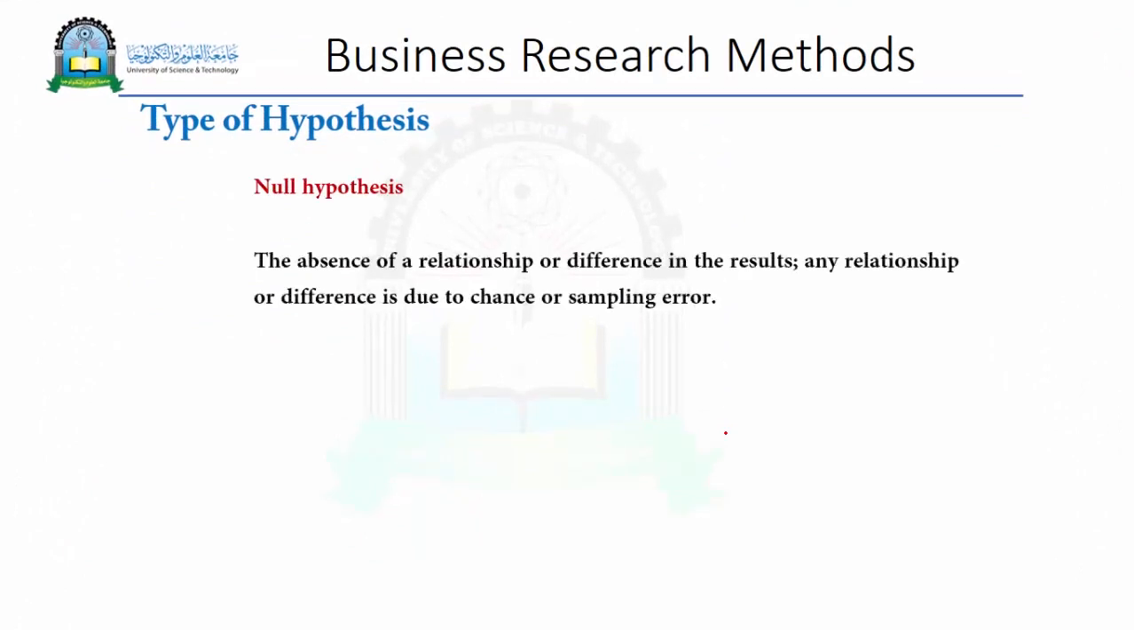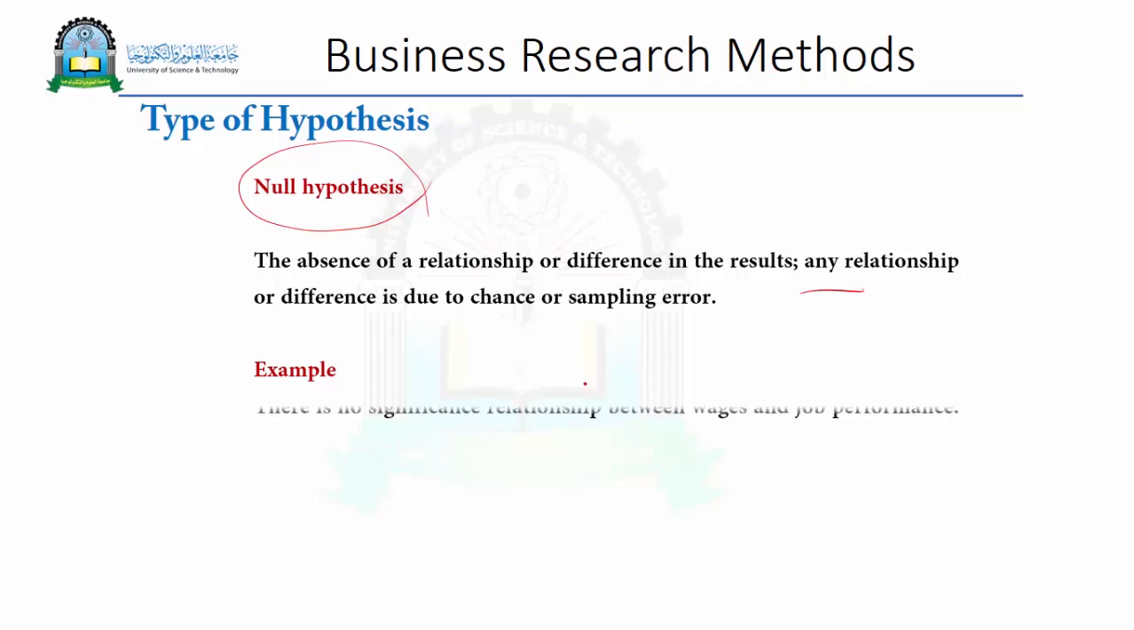We have different types of research hypothesis. The first type of hypothesis is what we call the null hypothesis, which is the negative hypothesis. So we assume or propose the absence of the relationship or difference in the result. Any relationship or difference is due to chance or sampling error. So the example is like this. There is no significant relationship between wages and job performance. So we assume here that there is no relationship. So this is what we call null. It is zero, which is negative.